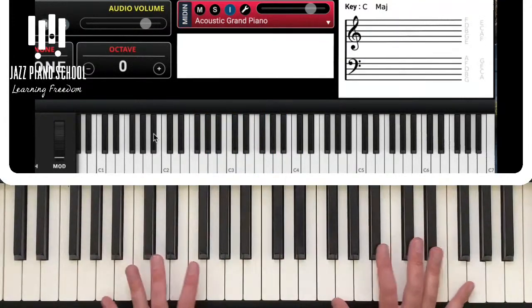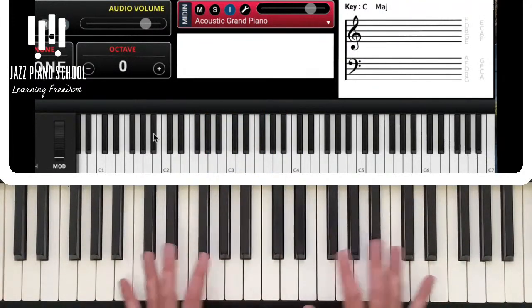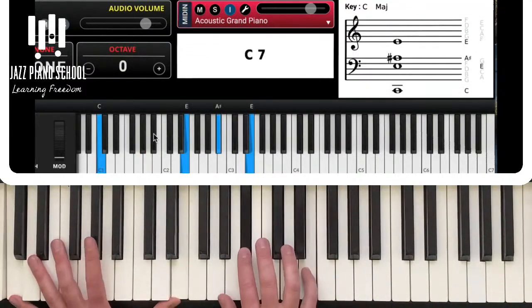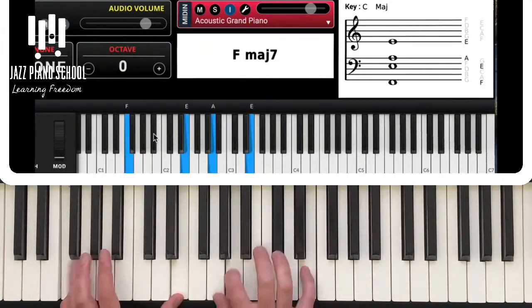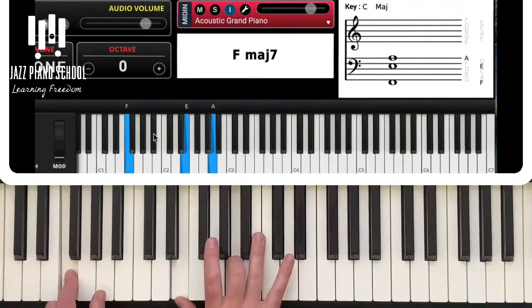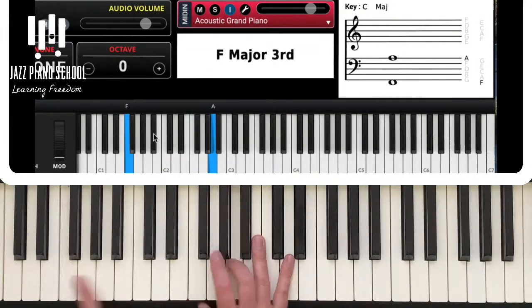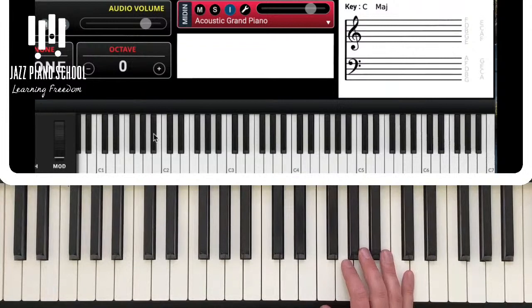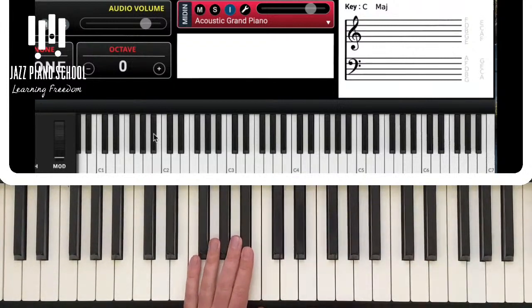There was a lot of extensions in what I just comped, and all I was playing was a 2-5-1-6. I was playing G minor 7 to C7 to F major 7 to D7, back to G minor 7, C7, F major 7, 2-5-1-6. But the way I was comping was through the use of upper structure triads. So every chord I played was an upper structure triad. So I'm going to play it again.